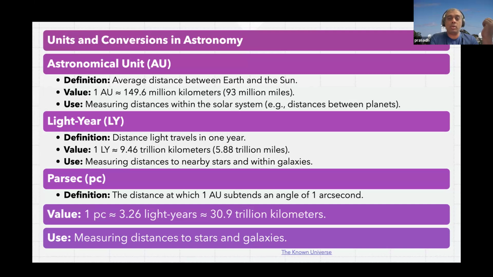When you talk about light years, the idea is the distance that light travels in one particular year, right? Within 1 year, how long a particular distance the light travels. And if you convert a light year into kilometers, that will be around 9.46 trillion kilometers. So that's a huge distance.